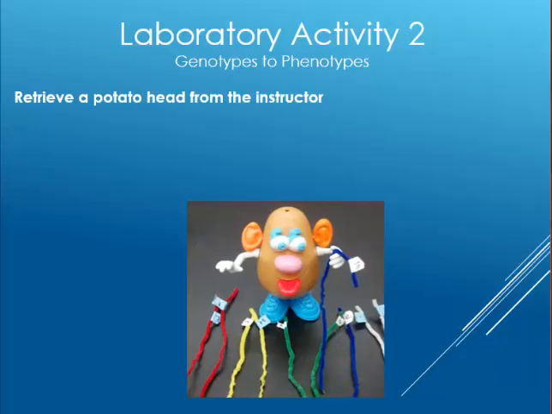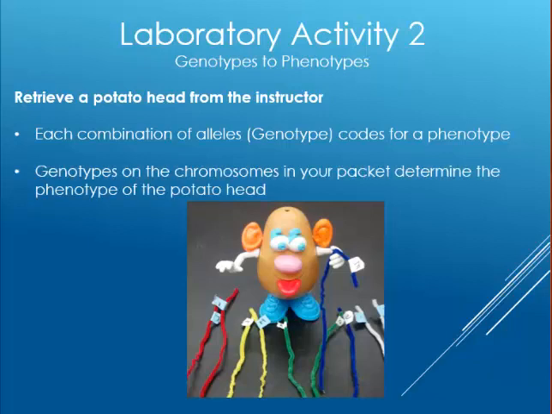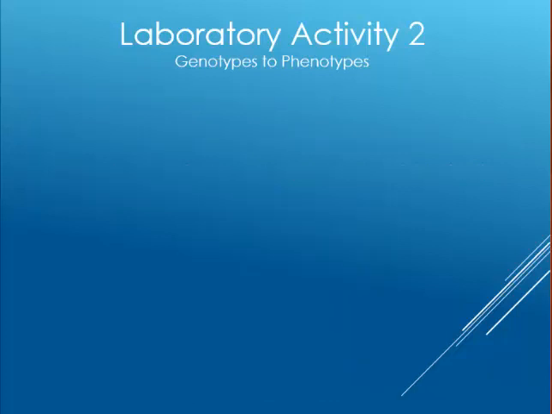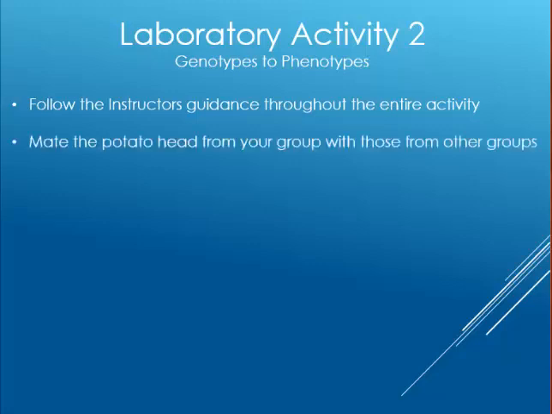Potato heads have a variety of different traits, and what we're going to notice is that each combination of alleles, or each genotype that you have in your packet, will code for a specific phenotype, or look, for the potato head. The genotypes on the chromosomes will determine which phenotype your potato head will have. You're going to follow the instructor's guidance as well as the instructions in the laboratory handout throughout this entire activity.